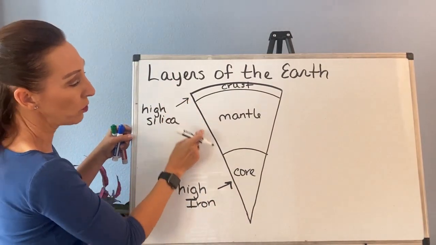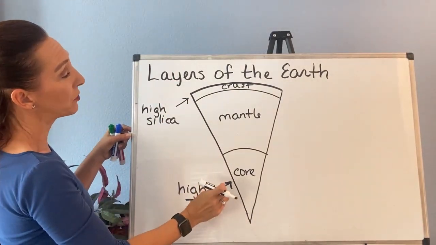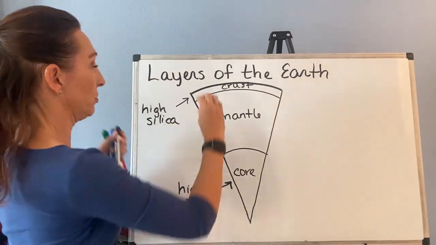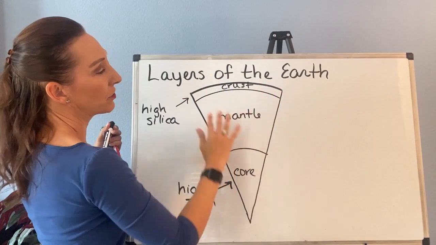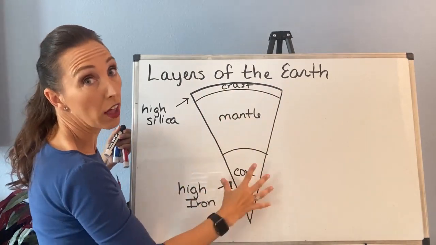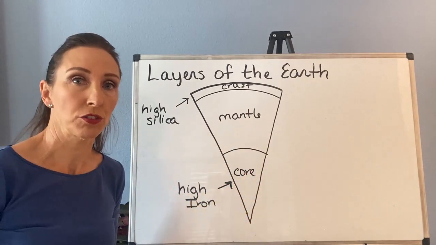So we start getting more and more iron as we go down, and then we get less and less silica as we go down. And so we group that into high silica, kind of a more medium amount of iron and silica, and then just kind of all iron down in here. So that's the compositional breakdown.